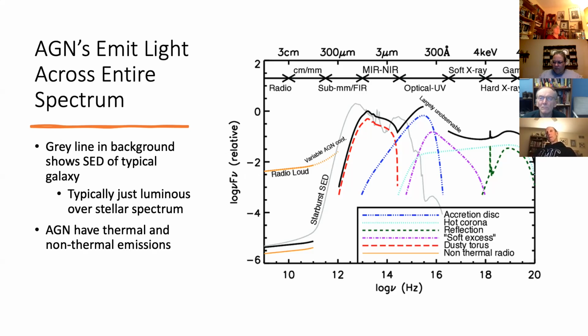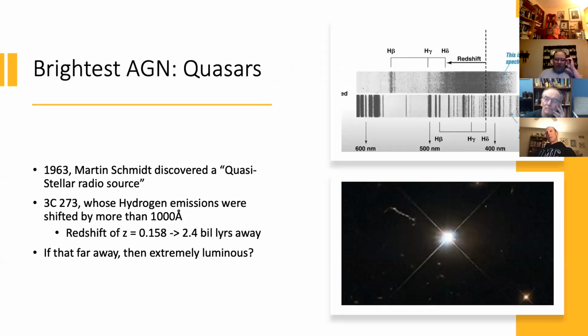AGN have thermal and non-thermal emission regions. As someone asked before, what was the actual source of those plumes of radio? Those radio plumes were due to non-thermal emissions. The brightest AGN out there are called quasars. I think a lot of people have probably heard the term quasar. A lot of terms sound the same in astronomy, so I'm sure I was confused at some point as well.